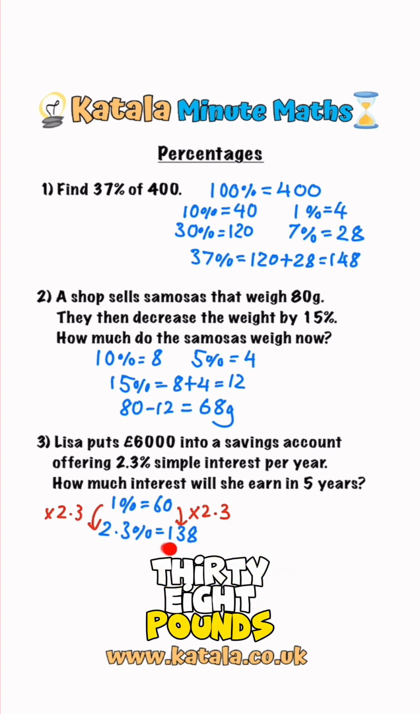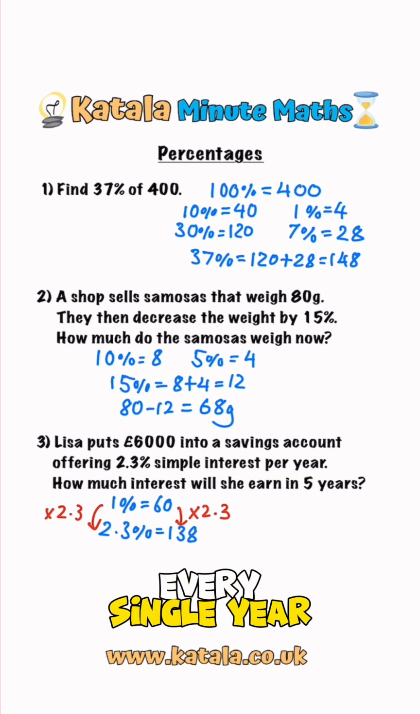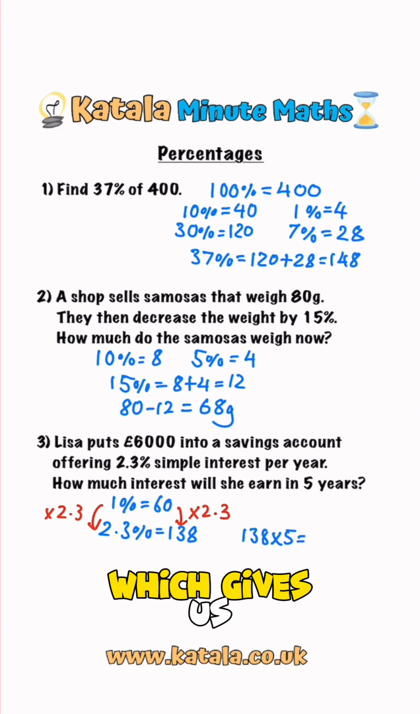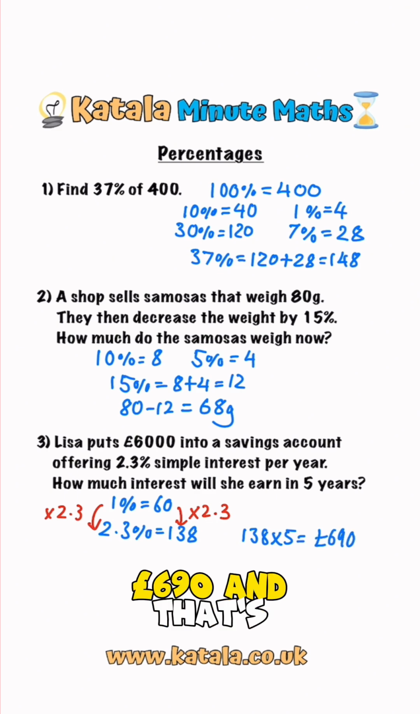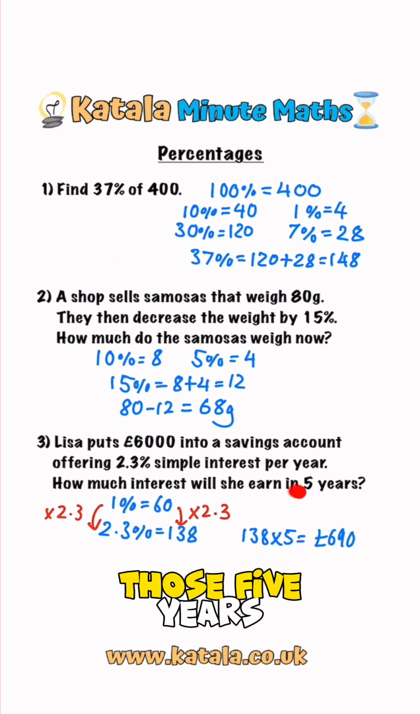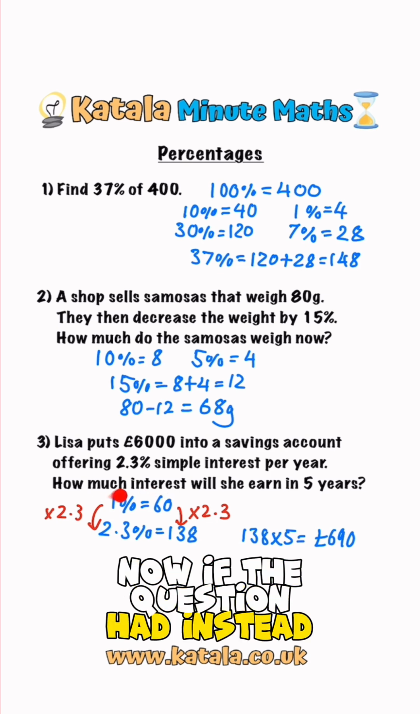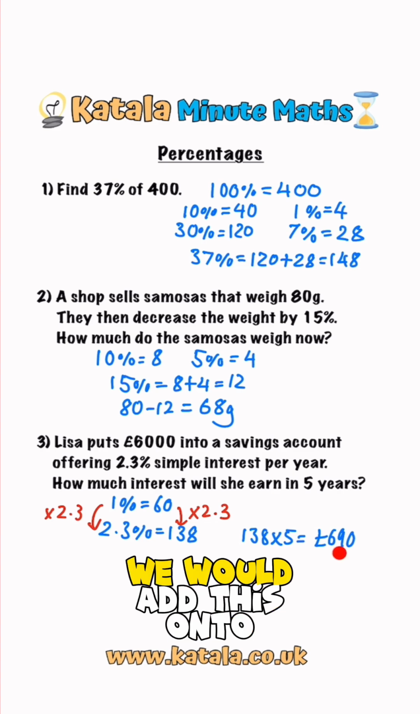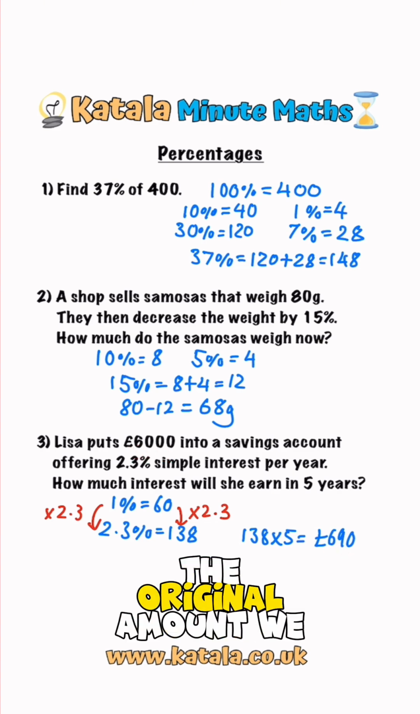So £138 is the amount the bank gives us every single year. And since we're in there for 5 years, we just need to times that by 5, which gives us £690. And that's how much interest we earned in those 5 years. Now, if the question had instead asked us how much money would be in the account after the 5 years, we would add this onto the original amount we had.